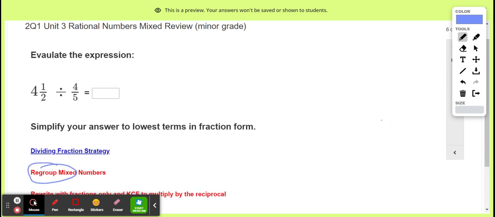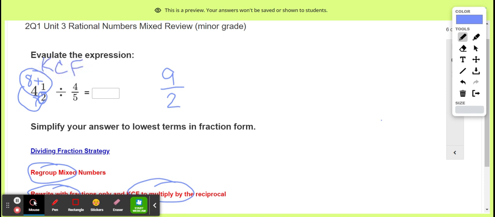Now, regroup mixed numbers, rewrite it, and then change flip for the reciprocal. So regrouping, we're going to multiply 2 times 4, which is 8. 8 plus 1 is going to be 9 over 2. And then we can do change flip, multiply by 5 over 4.